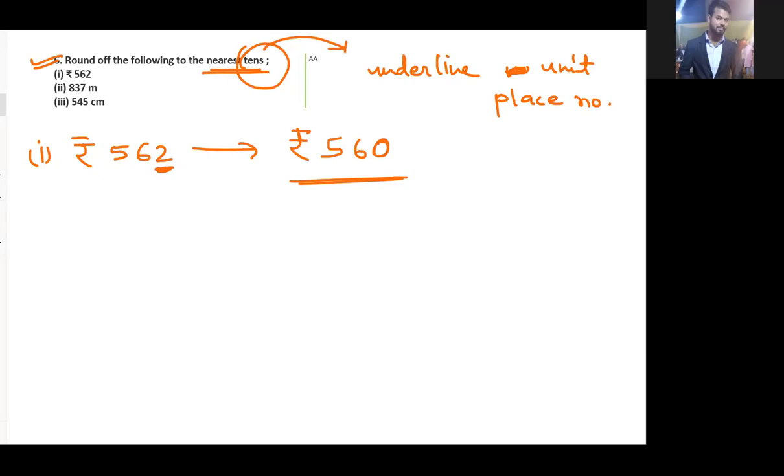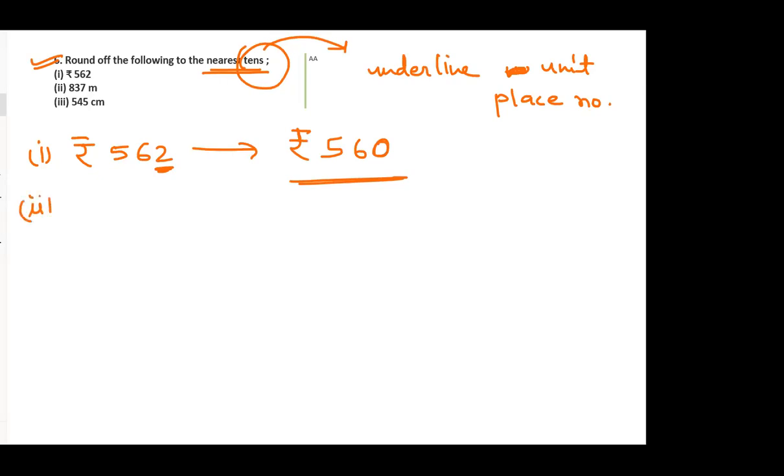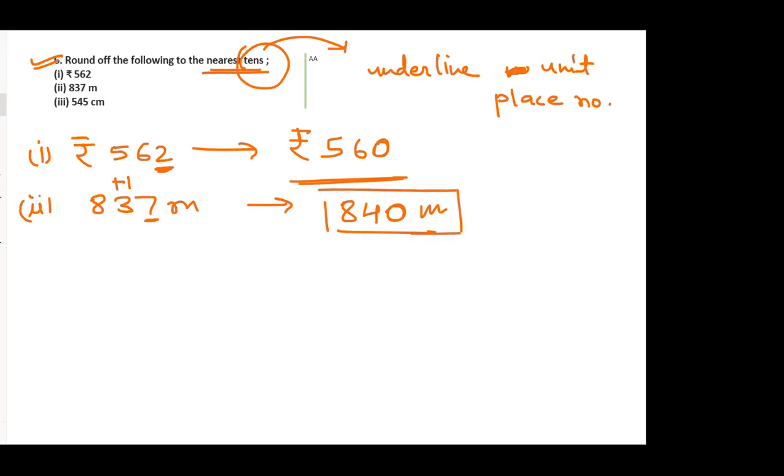Is it clear? Now the second question says 837 meter. So underline 7 because 7 is at the unit place. So make this 70. And since 7 is more than 5, we have to add 1 in 3. Okay. So 3 plus 1 is 4 and add 8 as it is. So 840 meter is your correct answer. And let us do now the third question.